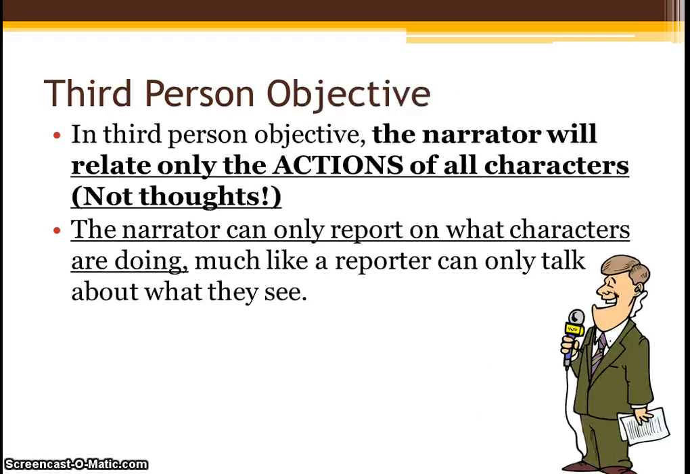And the final type of third person point of view is third person objective. In this case, we get the actions. We see what people say and do for all characters, but we don't get the thoughts and the feelings. It's kind of like the narrator is reporting on what they see in the story, but we don't know how other characters are feeling about what is being said and done. It's just like a reporter reporting on the news. You can only talk about what you see, but they're not in the minds, and so they can't talk about feelings or thoughts.